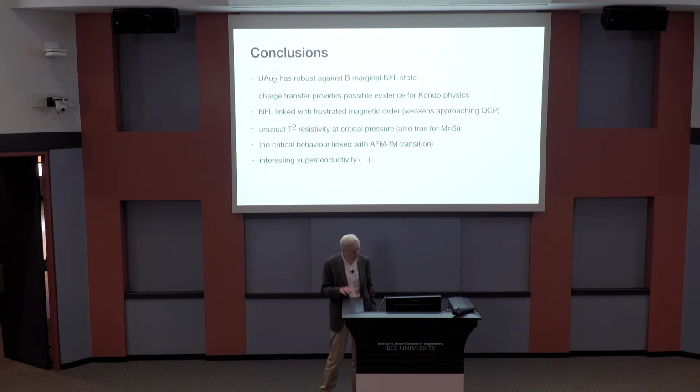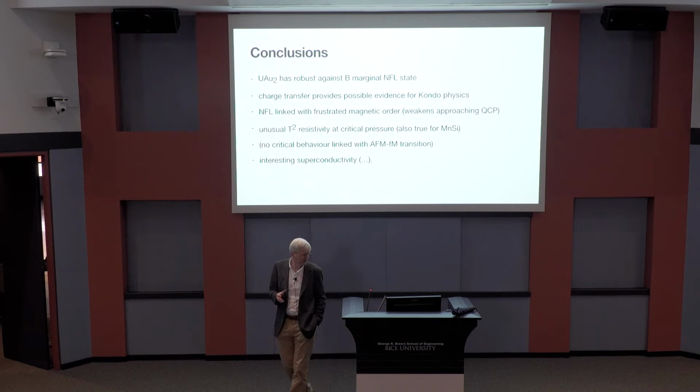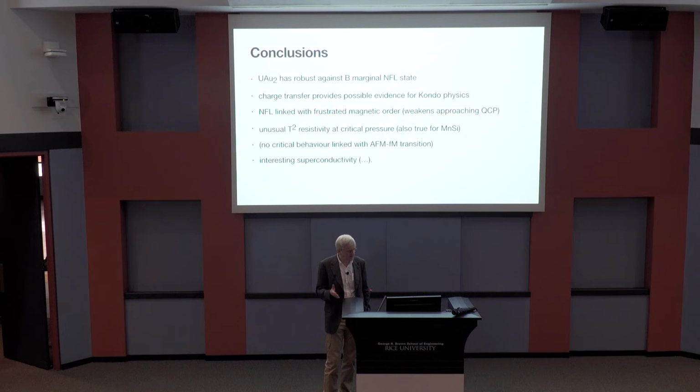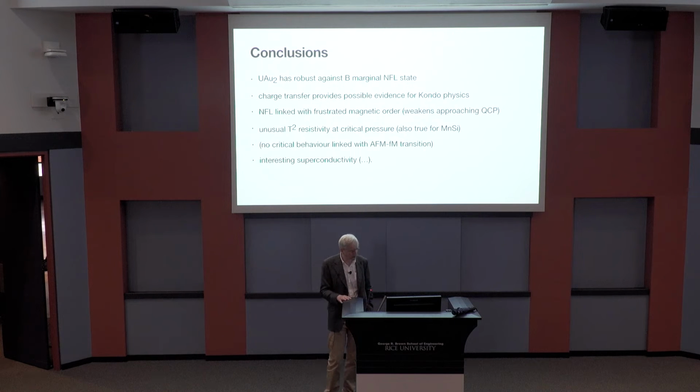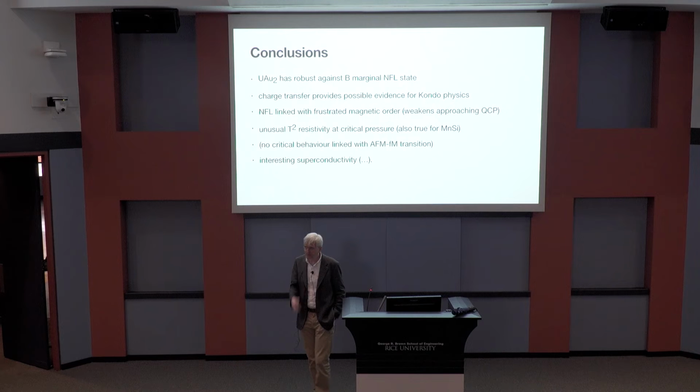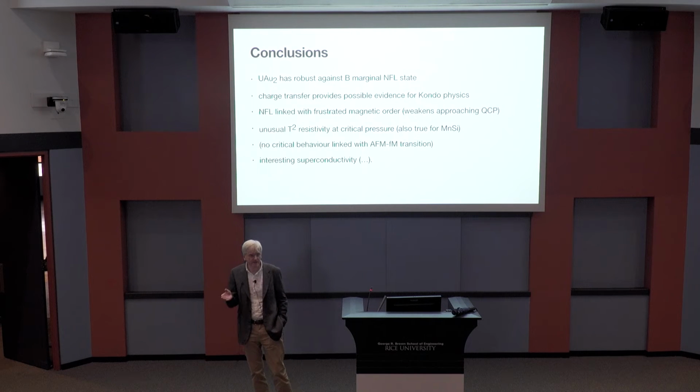So what I've shown you so far is uranium gold-2. It has a robust non-Fermi liquid state. We might call it a marginal Fermi liquid because it's a log T heat capacity, and it's robust against magnetic field. Magnetic field didn't move it. We saw evidence for charge transfer coming from this charge density wave that is evidence potentially for Kondo physics. And the non-Fermi liquid state was linked to the magnetic order rather than linked to a quantum critical point due to the suppression of magnetism. And we saw this very unusual T squared resistivity right at the critical pressure.